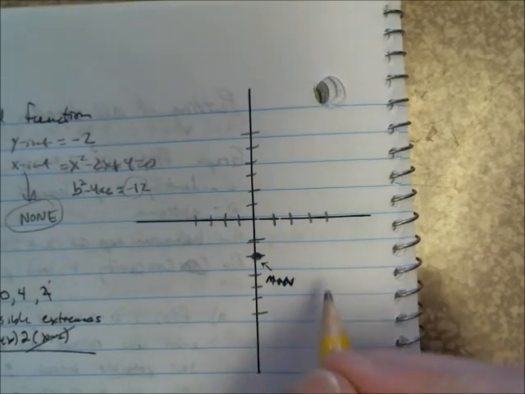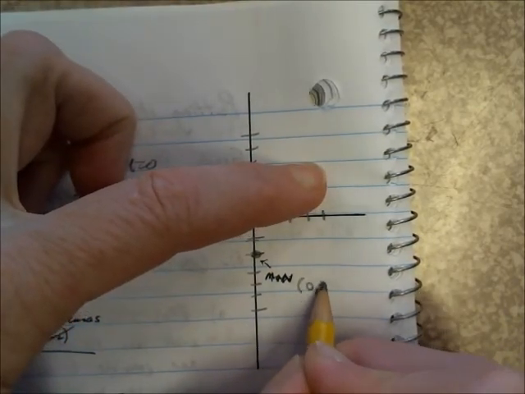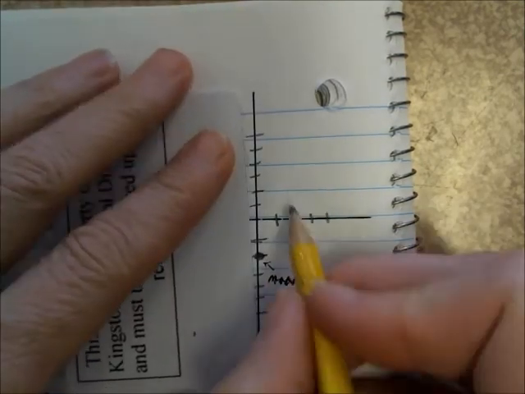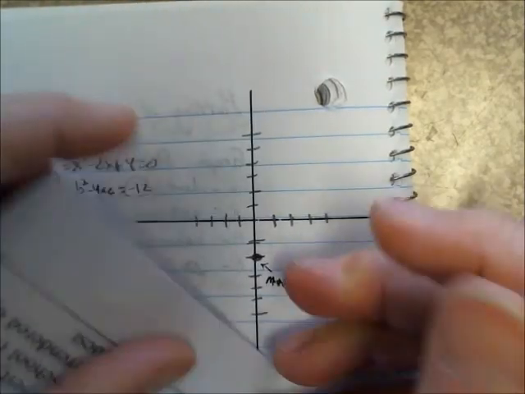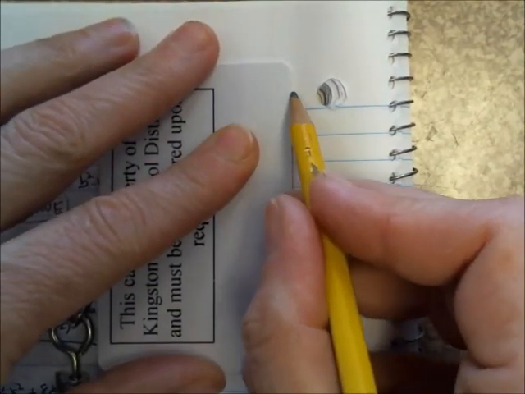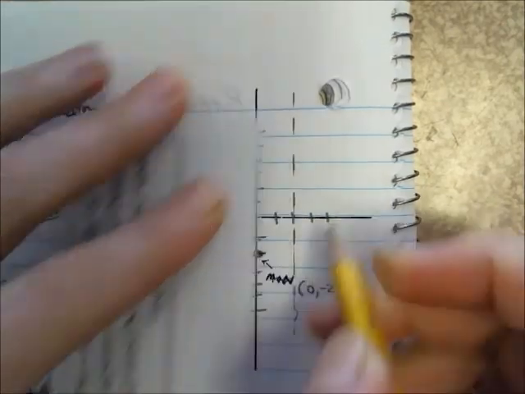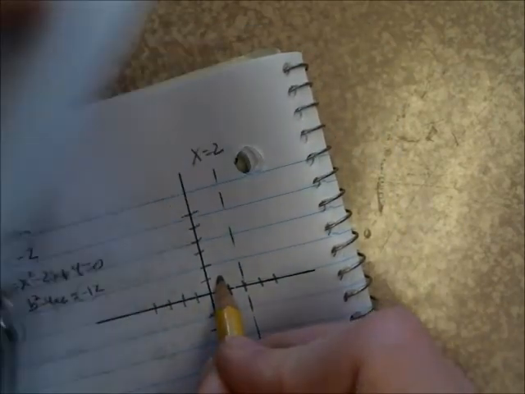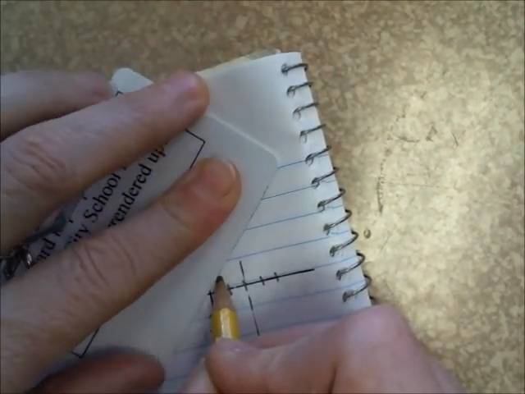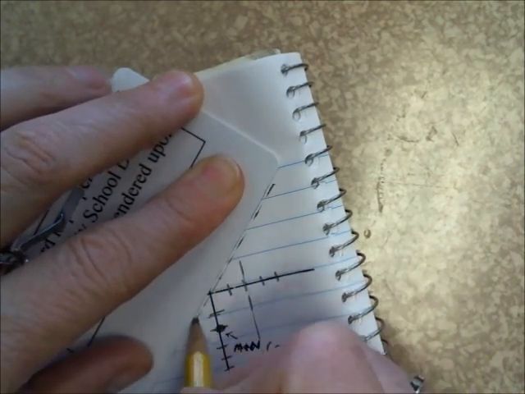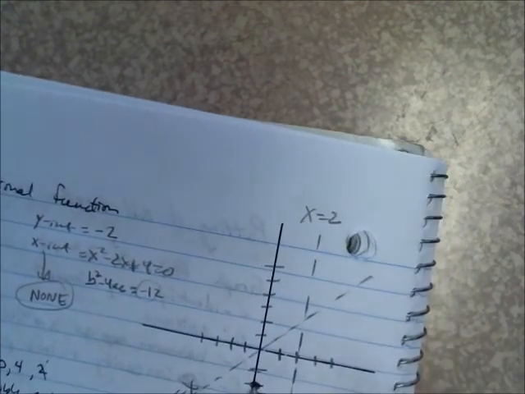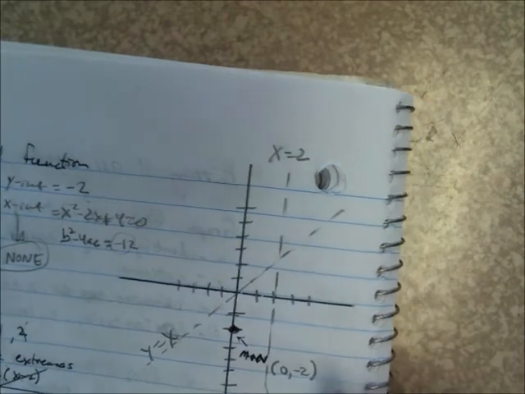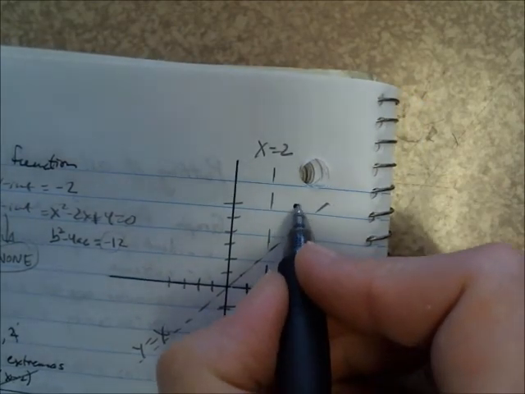We've got our point here at (0, negative 2). We have our vertical asymptote at x equals 2. So hopefully this will be straight. And then we have a slant asymptote at y equals x. And we have our other extremum here at (4, 6), which is up here.